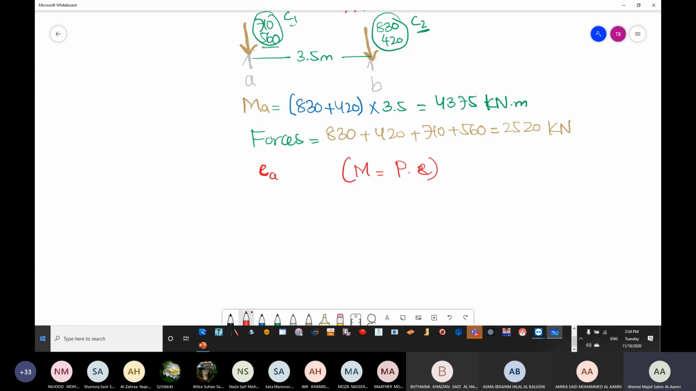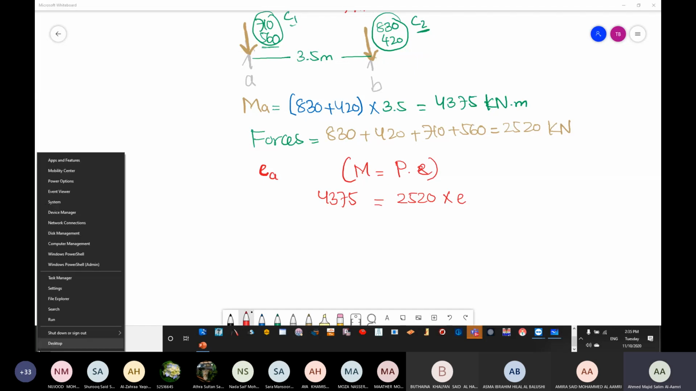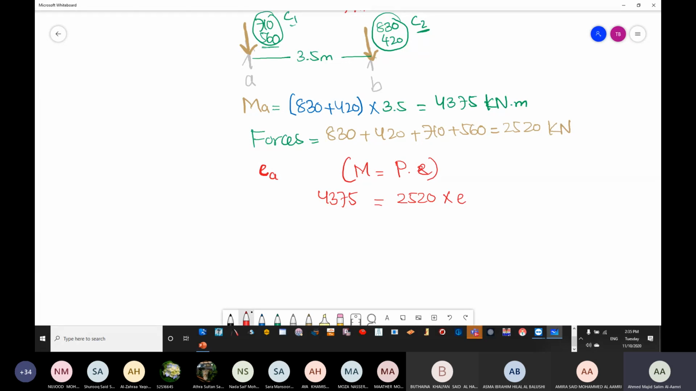Moment is equal to force, total force, multiplied by eccentricity. Now, if I shift my whole four loads to only a single load equal to 2,520, then I need a distance of E to find 4,375. That's whatever you have called the resultant, right? Now I have four forces. Instead of having four forces, I'm trying to have only one force.